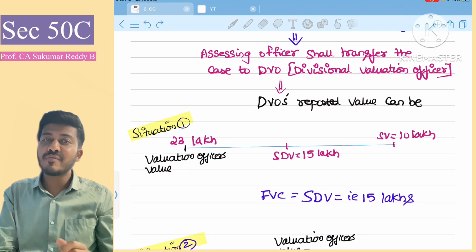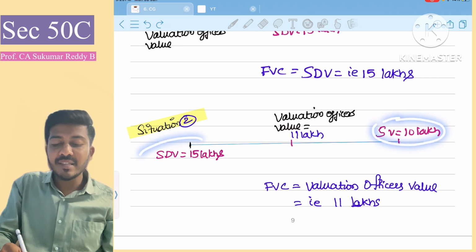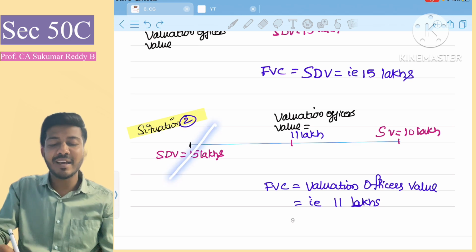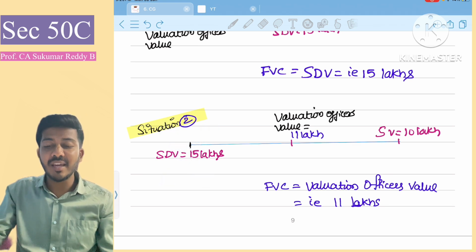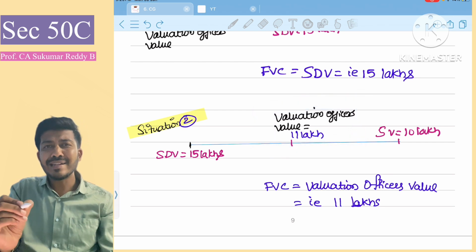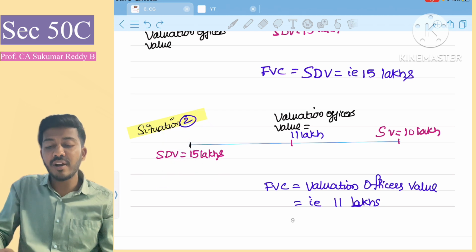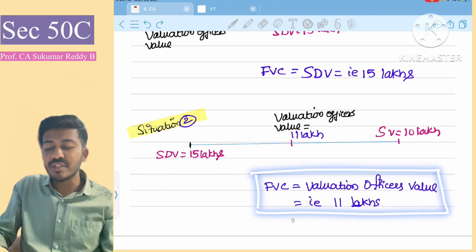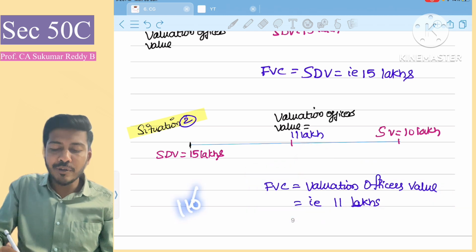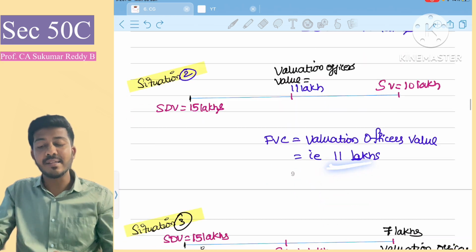The divisional valuation officer's value can be in a second probability, right? Say your sale value is 10 lakhs, whereas the SDV is 15 lakhs. The valuation officer says, my dear assessee, whatever you contended is correct. The SDV is a wrong SDV. The value in fact of this property is just 11 lakhs. Super, it is clearly evident that the SDV is wrong. Whatever the assessee cried for is fruitful now. The full value of consideration is straight away going to be the valuation officer's value. No need to check that 110 percent formula and all. Again, straight away 11 lakhs will be the answer.